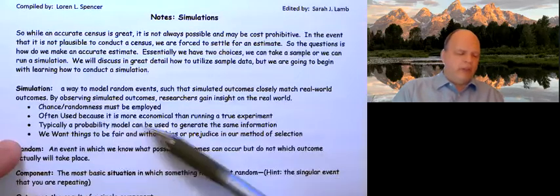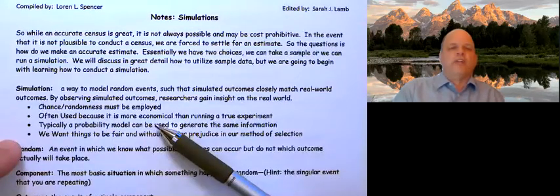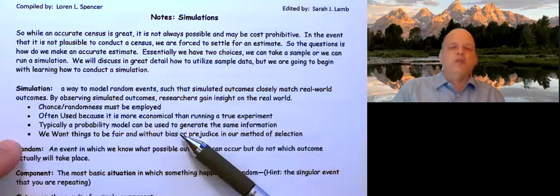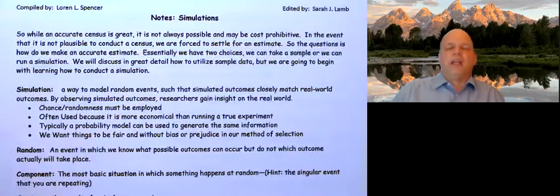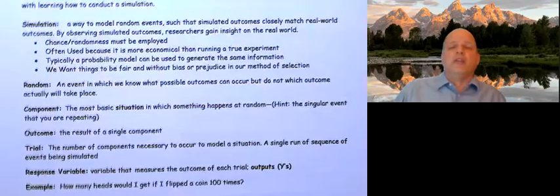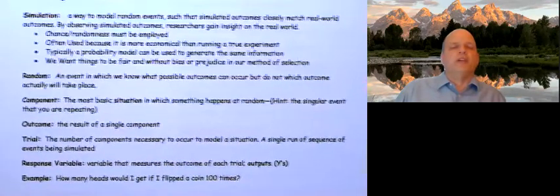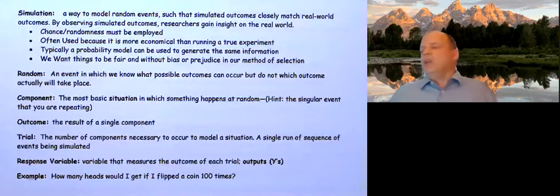All right, as I said, it's more economical and it's faster. Typically, we can use a model to generate the same information. And the other nice thing about it is because it's a model and it employs randomness, it's fair and it's not biased or prejudiced. All right, and we'll talk more about bias later this week, one of the fun topics to discuss in class. So randomness.